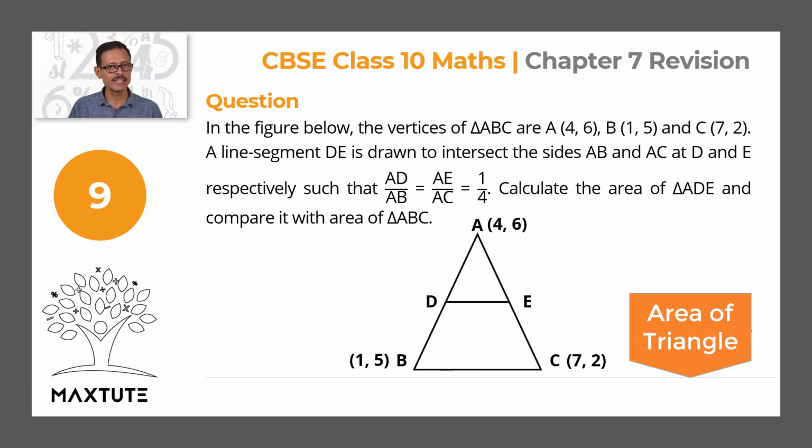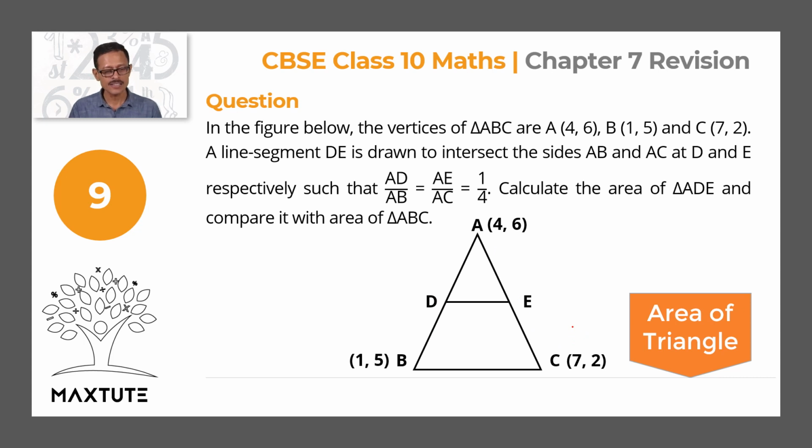Look at one more. It's a lovely question again. It's tested in one of the papers. It's a lookalike that we got here. The figure given below, vertices of triangle ABC are mentioned. These are the vertices. A line segment DE is drawn to intersect AB at D and AC at E.